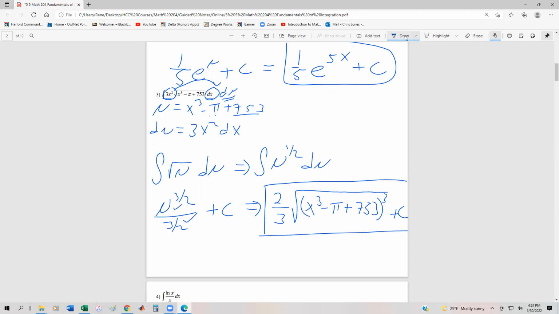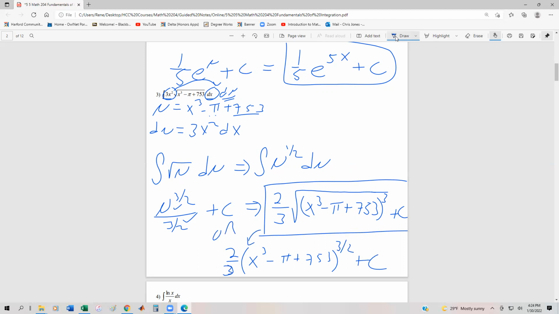If you wanted to leave it as 2/3 times the quantity x cubed minus pi plus 753 to the 3/2 power, that would be acceptable as well. So that could be another possible answer.